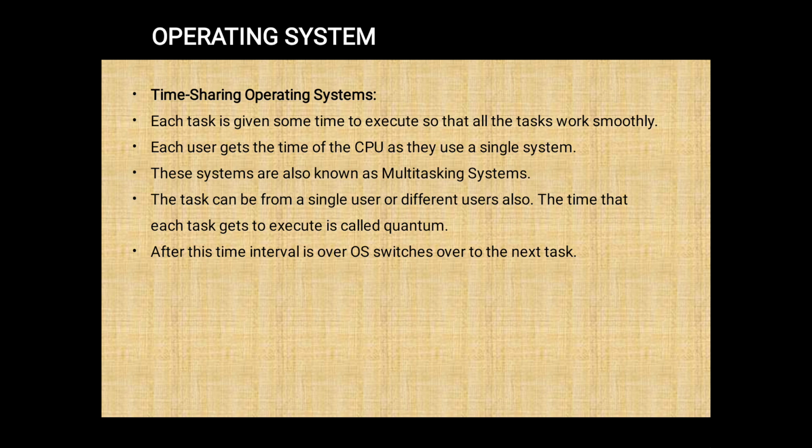So moving on to the next type of operating system, the time sharing operating system. Each task is given some time to execute so that all tasks work smoothly. Each process will be allocated time slots, and that's called a time sharing operating system. These systems are also known as multitasking systems. The tasks can be from a single user or different users also. The time that each task gets to execute is called the quantum. After this time interval is over, the OS switches over to the next task.